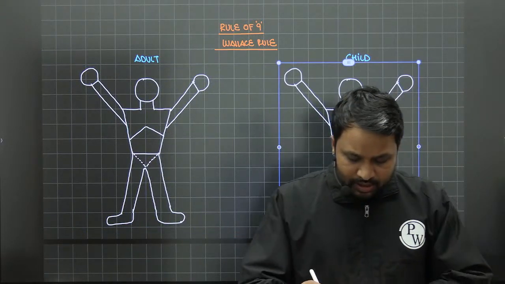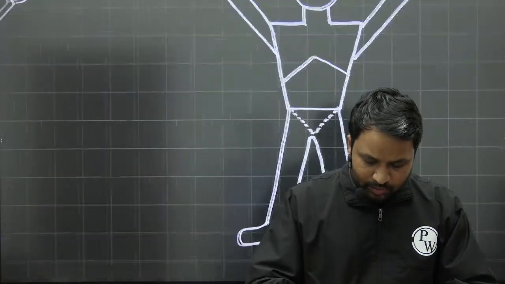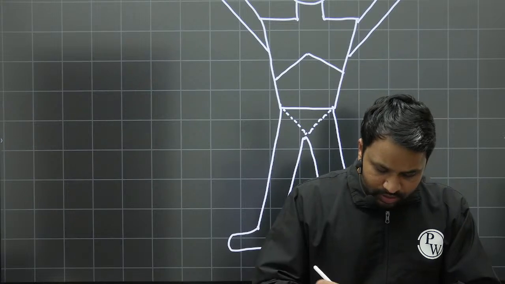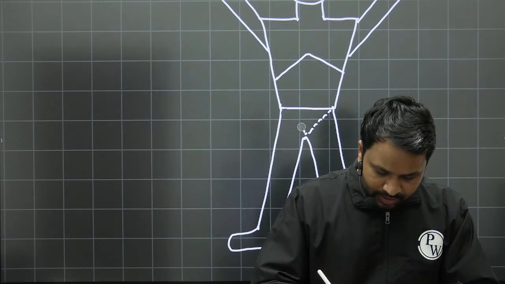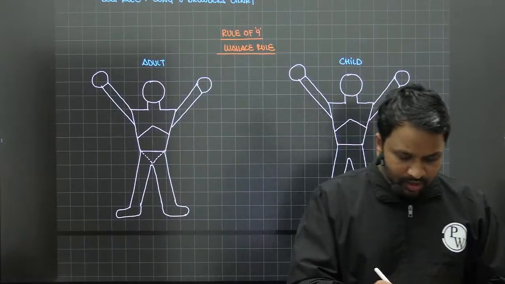So in a child, the difference that you will see is that in a child we do not consider perineum as a component. So a child will not have perineum. The perineum component will not be considered for a child. Okay? Now come back here.